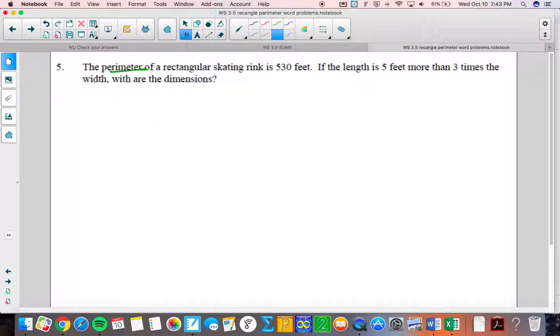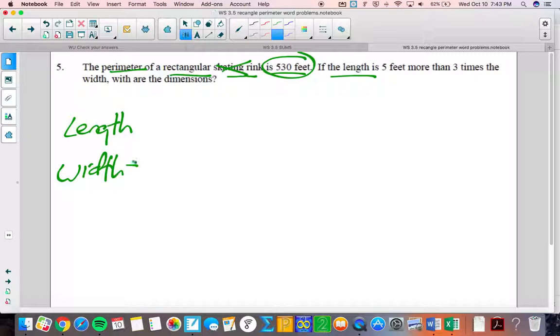The perimeter of a rectangular skating rink, which is kind of goofy. You're probably like, what? I don't know, call it a basketball court. I'll call it something that you know is rectangular, because most skating rinks that I know are oval, but whatever. So it's a rectangle. The perimeter is 530 feet. The length is, they gave me a statement for the length. The length is 5 feet more than 3 times the width.